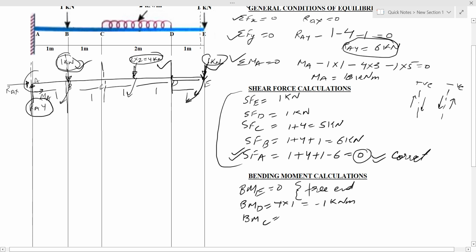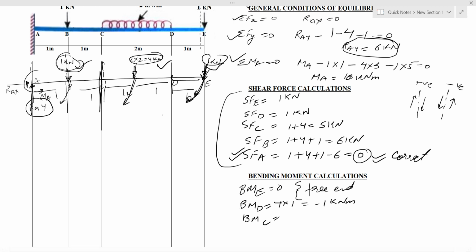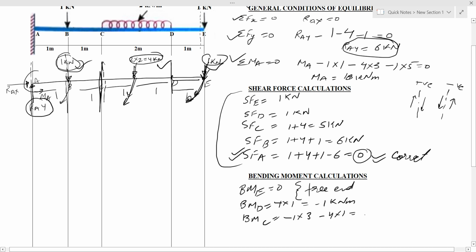Bending moment at point C. Since when we cut the section at point C, there are two forces, 4 kilonewton and 1 kilonewton, and both are in downward direction, so both are negative, and so the moment will be minus 1 into perpendicular distance 3 and minus 4 into perpendicular distance 1, so it is minus 7 kilonewton meter. Bending moment at point B. There are only two forces and the 1 kilonewton acting on that point will not be considered. So minus 1 into 4 and minus 4 into 2, it is minus 12 kilonewton meter.